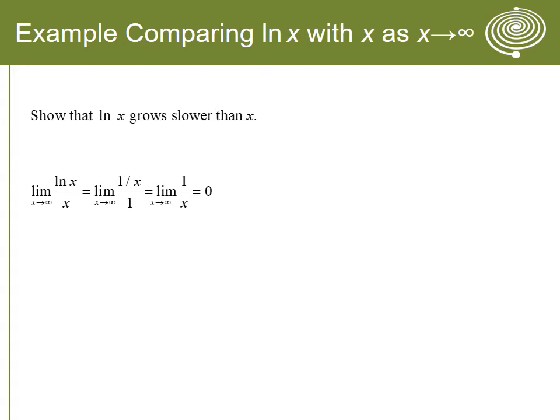Plugging in x equals infinity in ln x and x gives us an infinity over infinity type of indeterminate form. So we have to apply L'Hopital's rule, where we differentiate ln x and x separately to get 1 over x and 1. It's clear that the derivative of ln x is 1 over x, and the derivative of x is 1. So we get the simplified form: 1 over x over 1, which is the limit of 1 over x as x goes to infinity, which is obviously 0. So this tells us that the natural logarithm ln x grows slower than x.